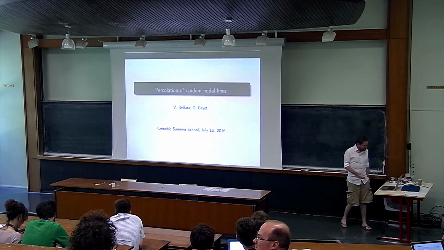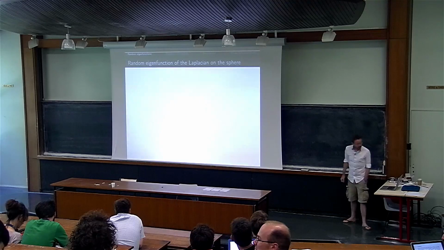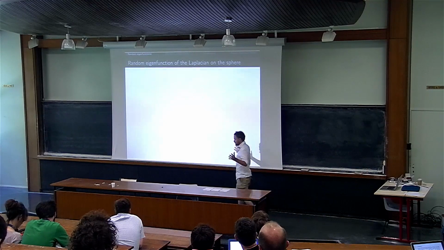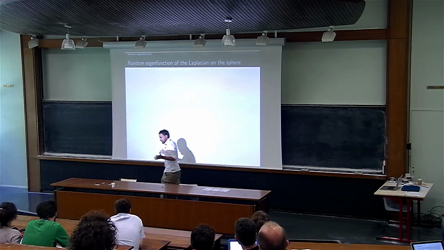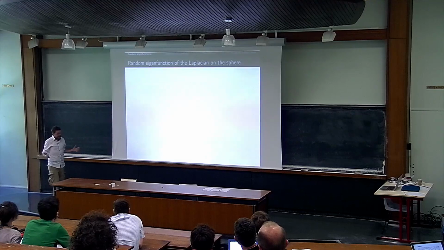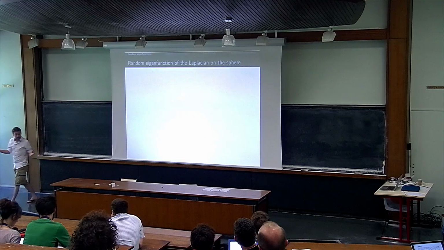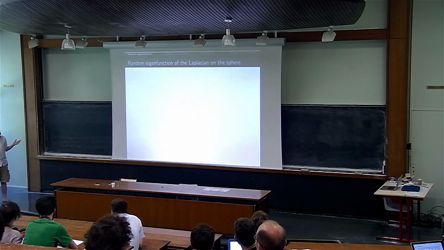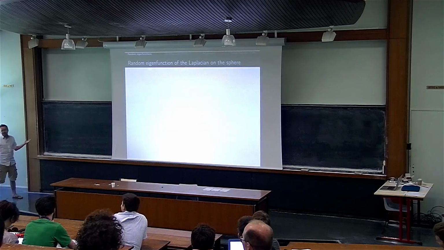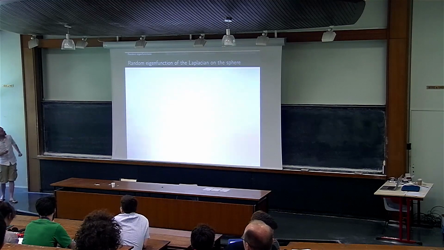So the question is, what happens if you take a manifold and you look at the Laplacian on this manifold, and you pick some eigenfunction of this Laplacian at random? But since I am not a geometer, as Gerard said, there is only one manifold that I know, which is the sphere. Actually, there's two. The second one will come later.